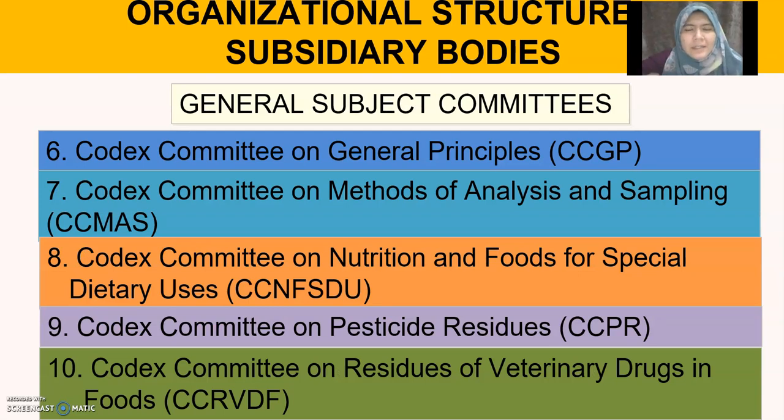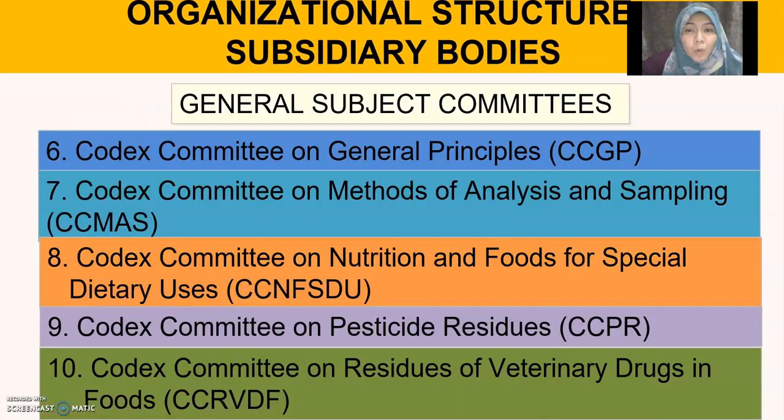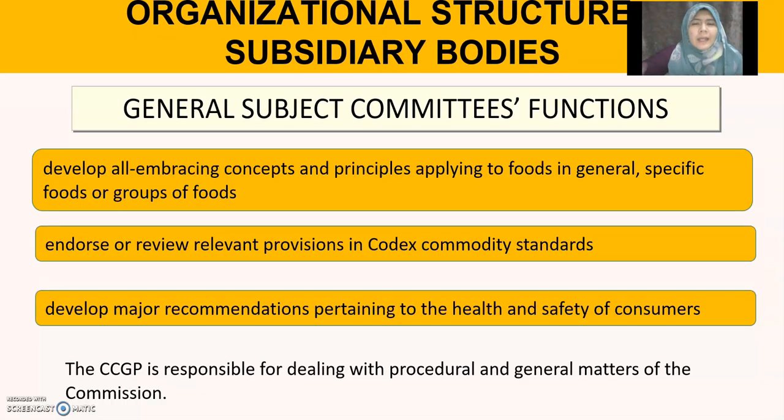So again, these general subject committees form food standards applicable to all foods. It's a guideline that is applicable to all foods. And what is the function of these general subject committees? They develop all-embracing concepts and principles that apply to food in general, specific foods or groups of foods. They also endorse or review the relevant provisions in the Codex commodity standards and develop major recommendations pertaining to the health and safety of consumers.